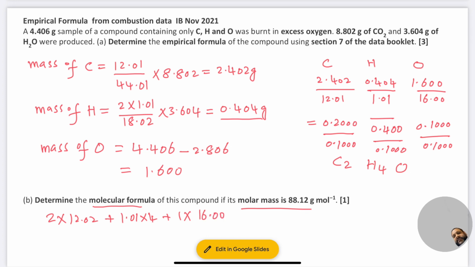So if I solve that, that will give me 44.06. If I divide the molar mass, which is 88.12, by 44.06, that will give me a factor of 2. So now if I multiply my empirical formula by 2, that will give me the molecular formula. So it will be C4H8O2.